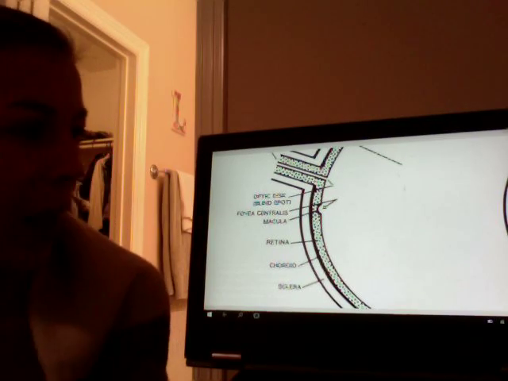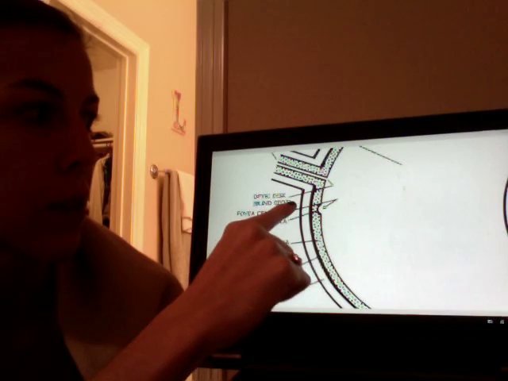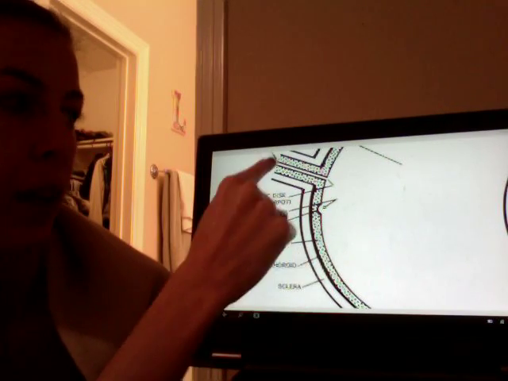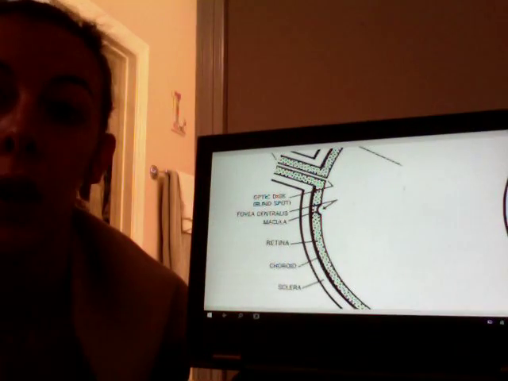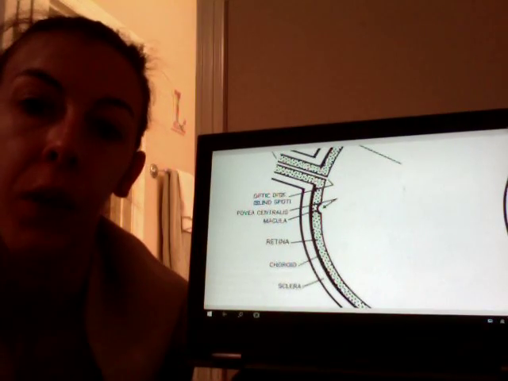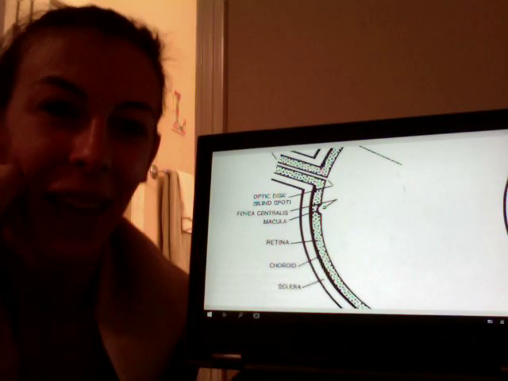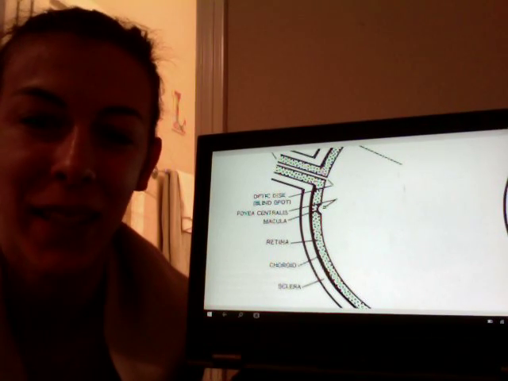So the photoreceptors send signals to the optic nerve that will then move those action potentials to a part of your brain that will then interpret it as sight as we know it. So that is my presentation about the anatomy of the eye.